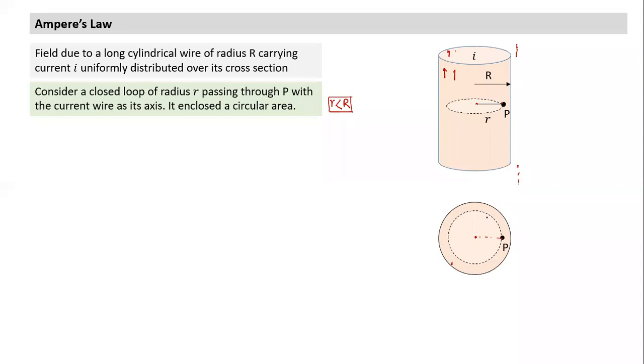A circular one. And what is shown in the dotted line? We take a circular loop with the same center, such that point P lies on the loop itself. So we consider a closed loop of radius r passing through P with the current wire as its axis. Where is the current wire? The current wire is the axis of the cylinder. Okay, now what should we do next?